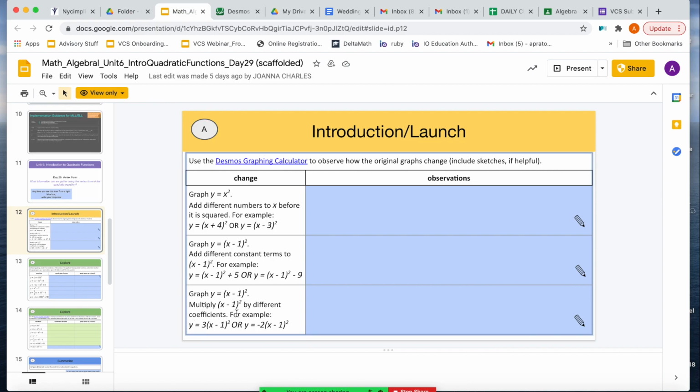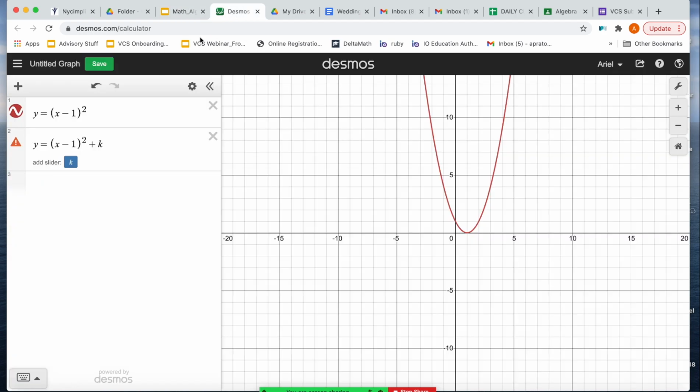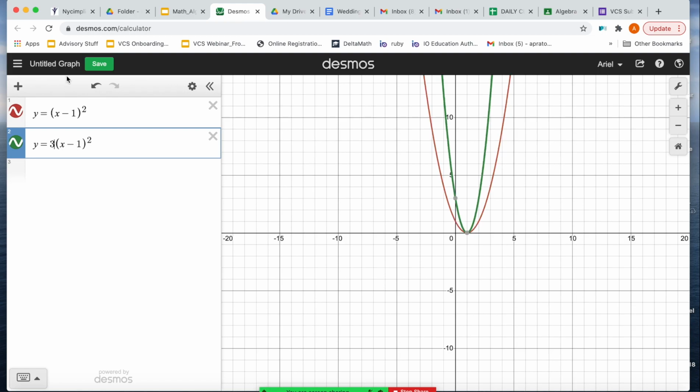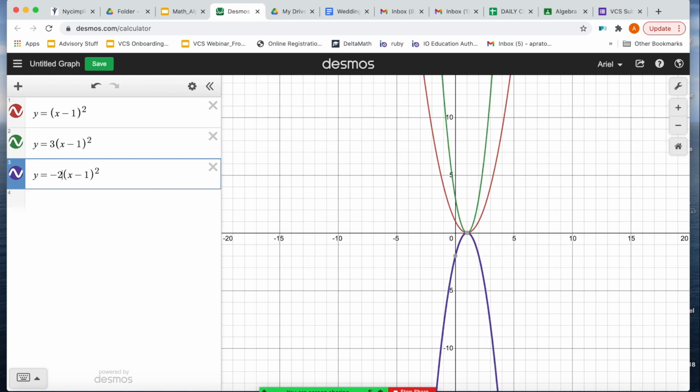The last one is asking you to multiply by different coefficients, 3 or negative 2, and notice how that changes the vertex. So let's look at the original. We know that original vertex is 1, 0. Let's multiply by 3. Well, it got skinnier. Did that change the vertex? Interesting. What if I do negative 2? It flipped. It got thinner. But look, same vertex, 1, 0. They're all intersecting at that same point.